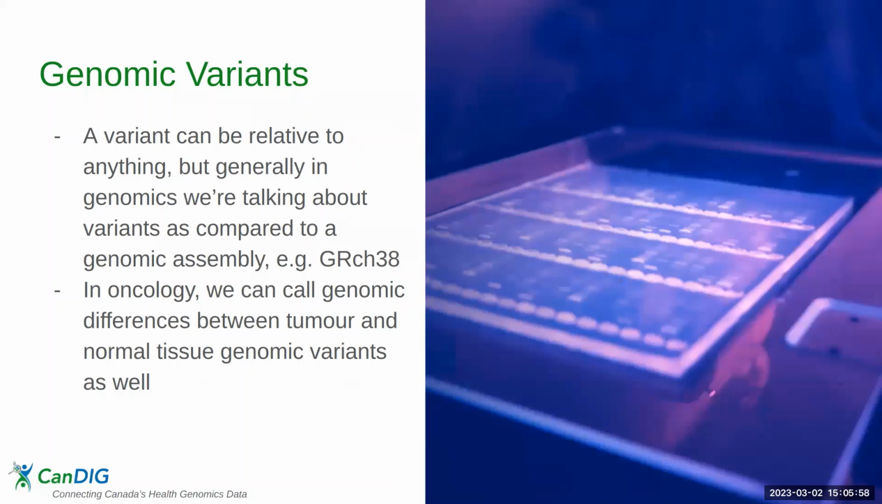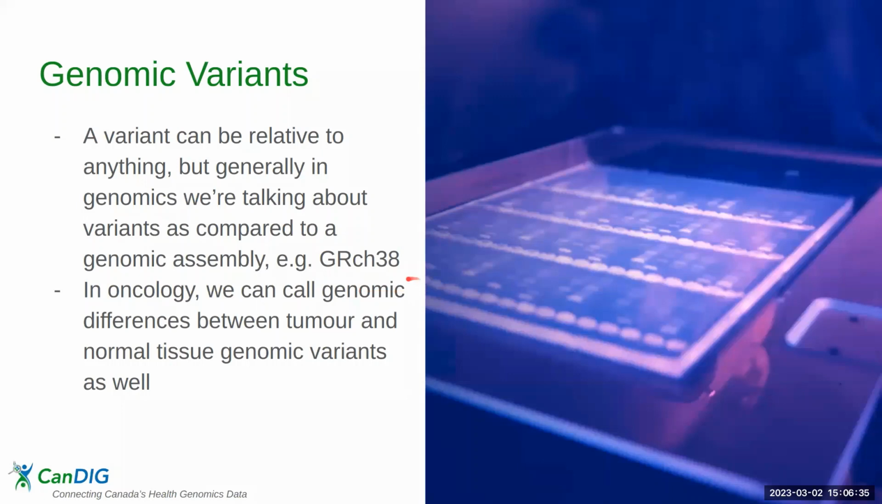Usually in genomics, we talk about variants as compared to a genomic assembly. There's a consortia of teams in the US, I believe, that have decided that, hey, this is what the human genome looks like right now. And they release these genomic assemblies with code names that are incredibly helpful, like GRCh38 or HG19. Basically, they're just code names for different consensus genomes that everyone agrees on as what the human genome looks like right now. And then we can define genomic variants as differences from that.